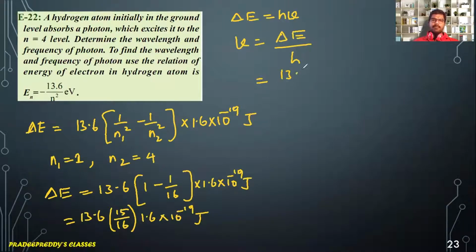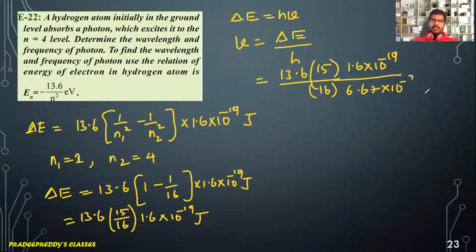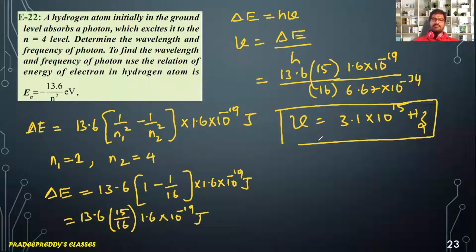It is 13.6 into 15 divided by 16 into 1.6 into 10 power minus 19 divided by 6.67 into 10 power minus 34. This gives you frequency nu. And frequency is approximately 3.1 into 10 power 15 hertz. This is frequency of the radiation which is emitted.